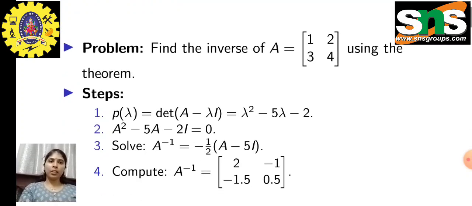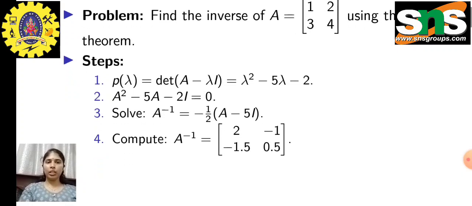The problem statement is: find the inverse of A equal to 1, 2, 3, 4 using the Cayley-Hamilton theorem. The first step is to frame the characteristic equation. P of lambda equals the determinant of A minus lambda I. To find A minus lambda I, we subtract lambda from the diagonal elements. So we have A minus lambda I equal to 1 minus lambda, 2, 3 and 4 minus lambda. On taking the determinant, we get (1 minus lambda)(4 minus lambda) minus 6. On simplifying, we get lambda square minus 5 lambda minus 2 as our equation.